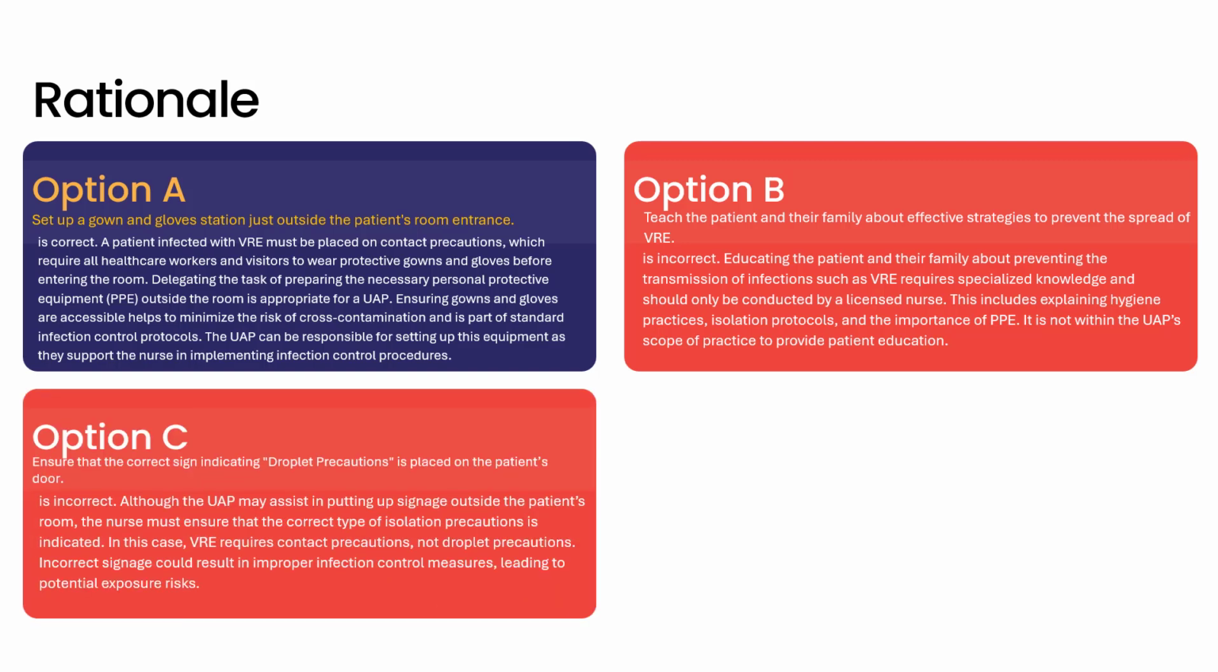C is incorrect. Although the unlicensed assistive personnel may assist in putting up signage outside the patient's room, the nurse must ensure that the correct type of isolation precautions is indicated. In this case, vancomycin-resistant enterococcus requires contact precautions, not droplet precautions. Incorrect signage could result in improper infection control measures, leading to potential exposure risks.